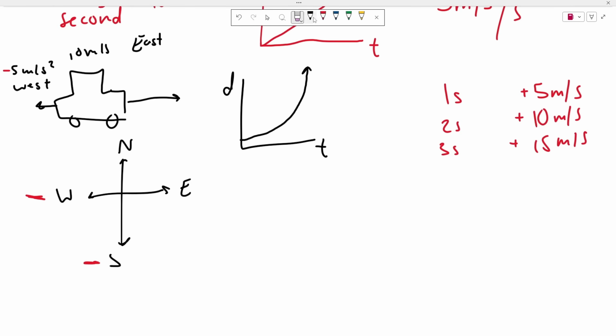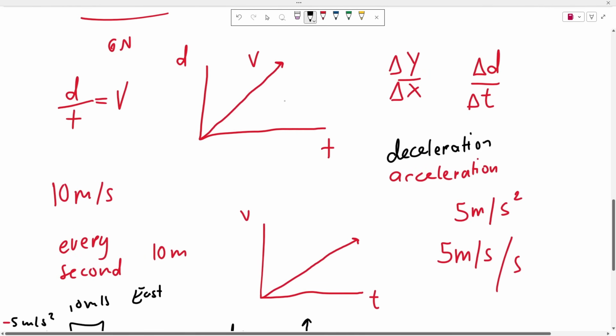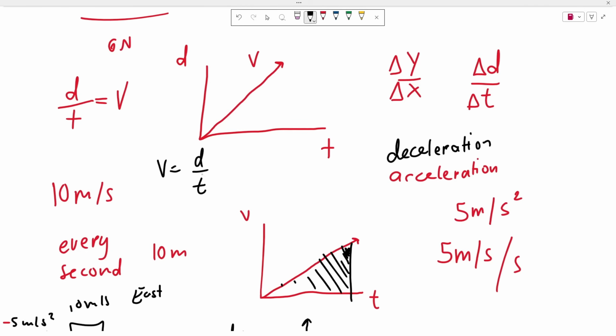Okay, so I'm going to quickly go over just some more tricks that you can do with these graphs. So if you have a distance versus time graph, you know that you can find your velocity that way. But if you have a velocity versus time graph, you can find the area of it to find displacement. Okay, so you know that if velocity is equal to distance over time, you know that distance is equal to velocity times time, or velocity multiplied by time.